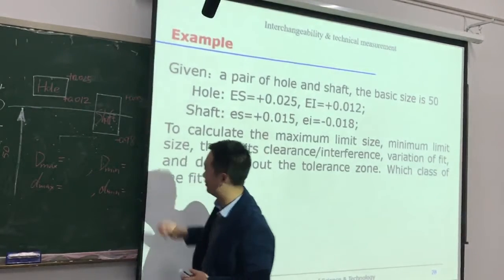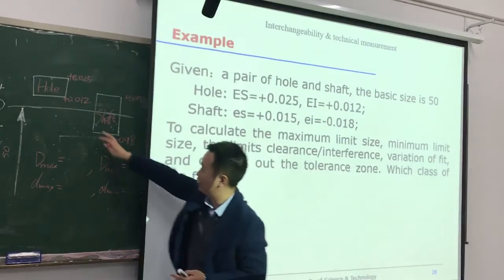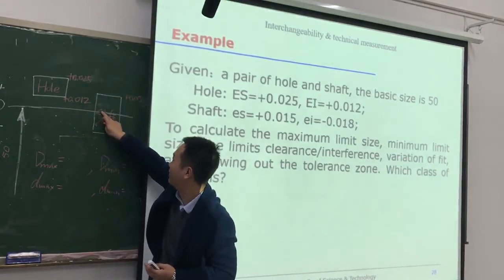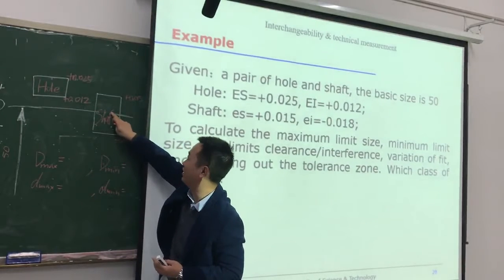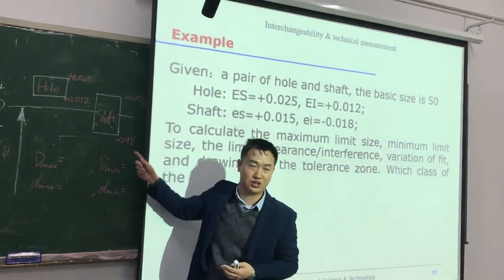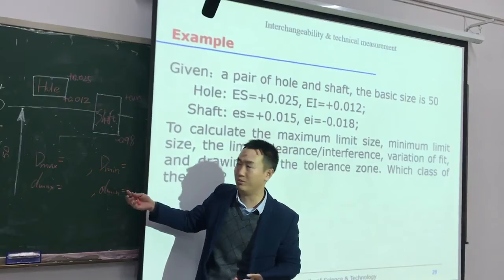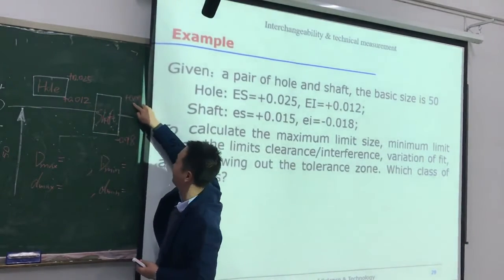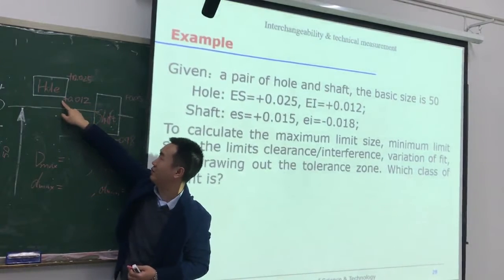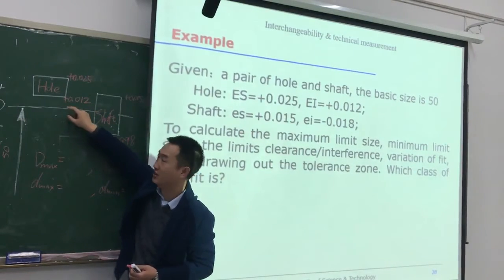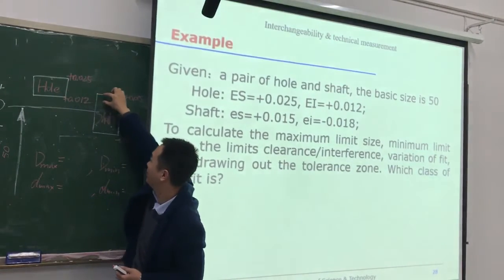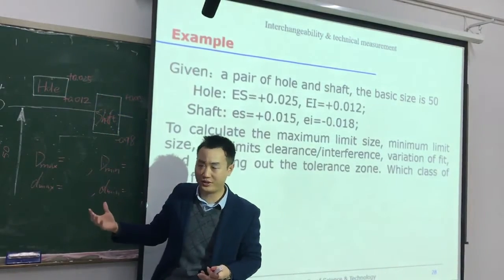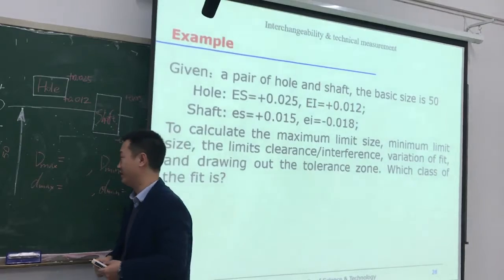After we draw it, you can find the class of the fit directly, correct? They are clearly a transition fit. Why? Because this upper deviation is bigger than the lower deviation here, so the tolerance zones overlap. So it's the transition fit.